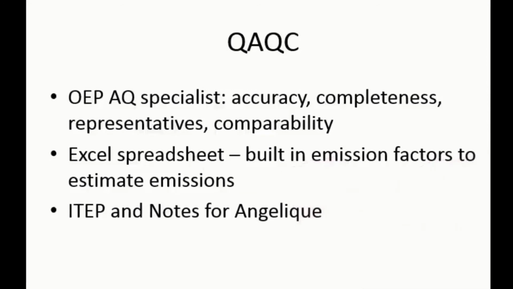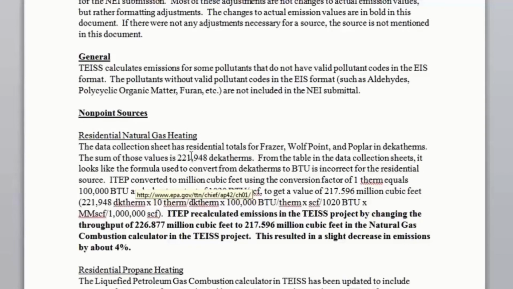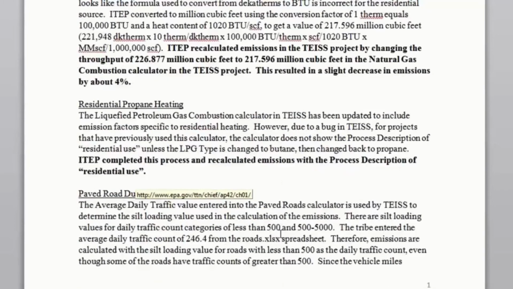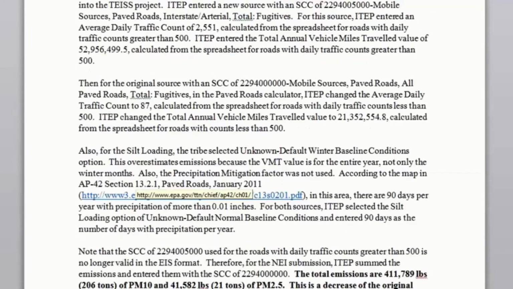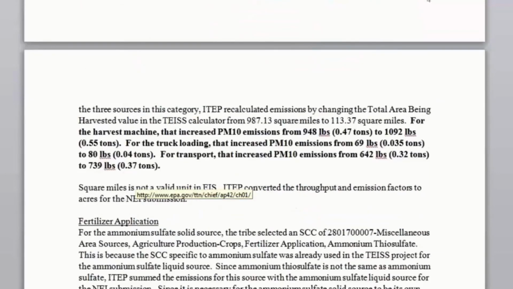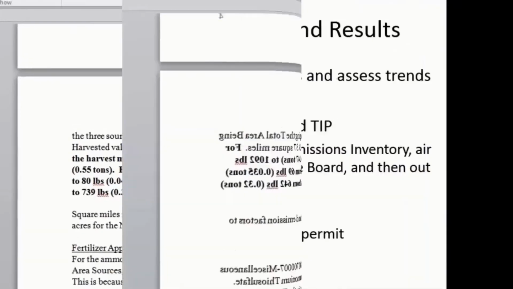As an example, I've been collecting this natural gas heating in decatherms, but have apparently been making the wrong conversions all this time, but she corrected it for me. She put it back into the Tice project, and then the Tice inventory I received back from her has all these emissions, and she did this for every single source and facility. She's very thorough with her work and pretty awesome.